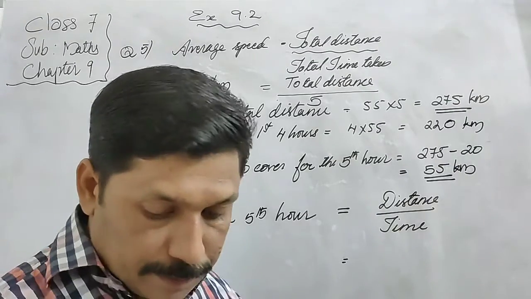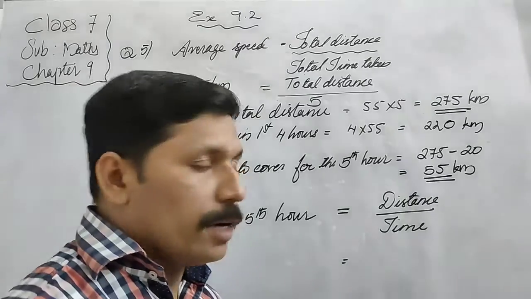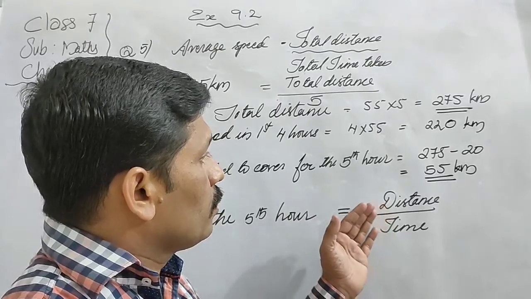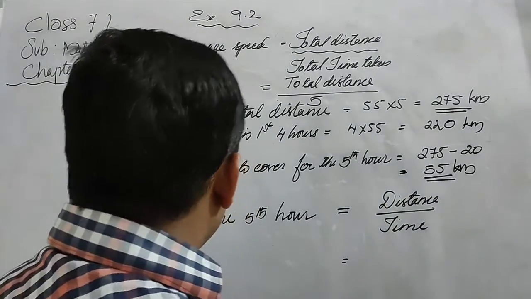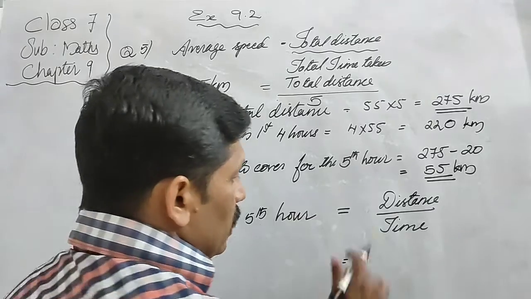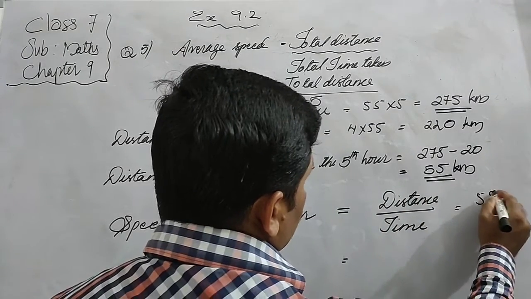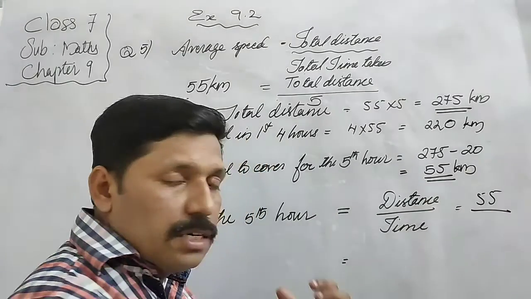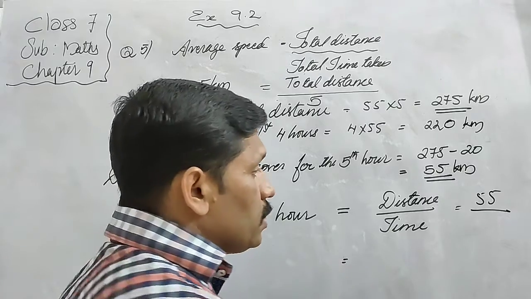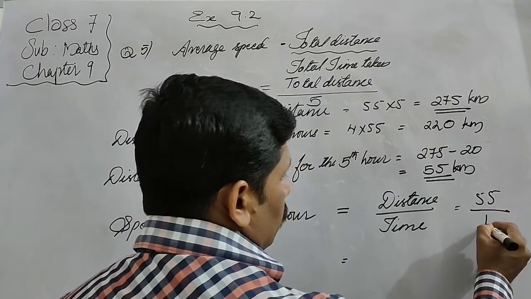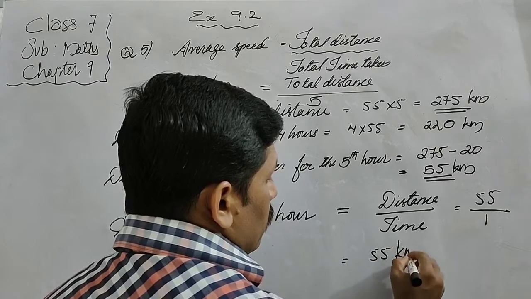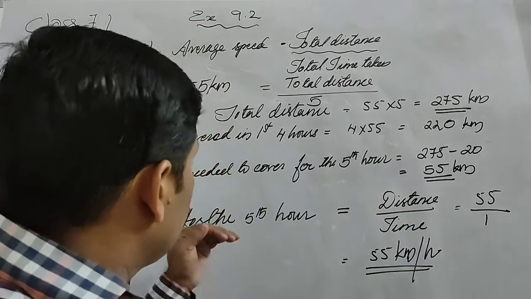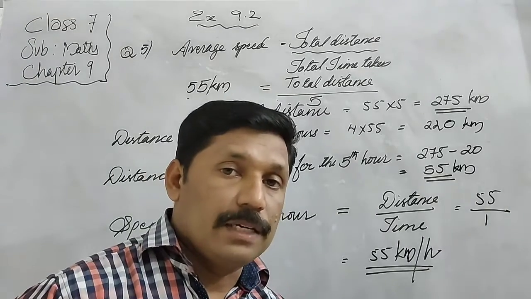So here, 55 kilometers is the distance for the 5th hour. Now we calculate the speed for the 5th hour: distance by time. Distance is 55 kilometers, and time is the last 1 hour only, because the first 2 hours and next 2 hours are finished. That is equal to 55 km per hour. That is the speed of his journey for the 5th hour.